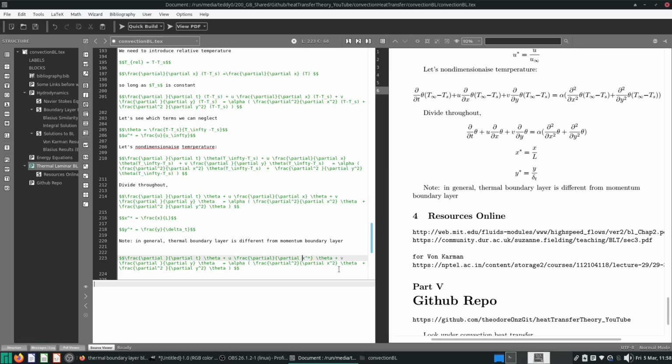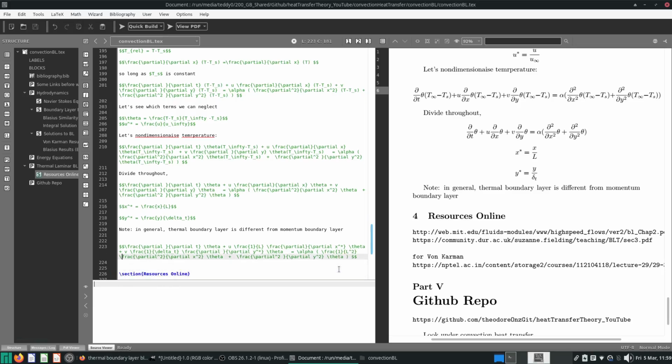So x equals x star times L. Let me bring the L out: 1 over L. Okay, 1 over delta T. So this will be y star. Partial x squared, 1 over L squared, 1 over delta T squared.